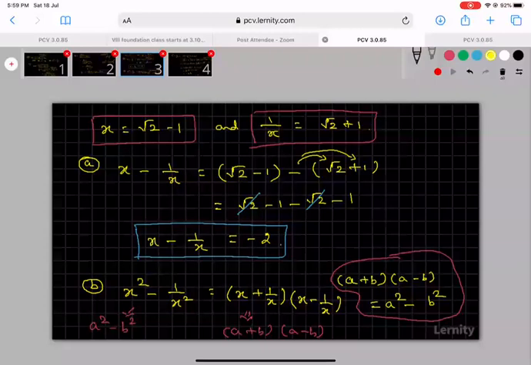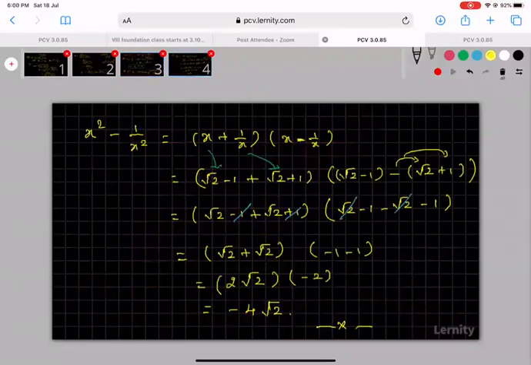Then second subdivision, x square minus 1 by x square. This is in the form of a square minus b square, so we can write a plus b into a minus b. So we will get x plus 1 by x into x minus 1 by x. x means root 2 minus 1, 1 by x means root 2 plus 1. After simplification, we will get minus 4 root 2.